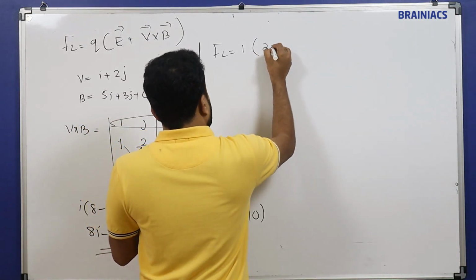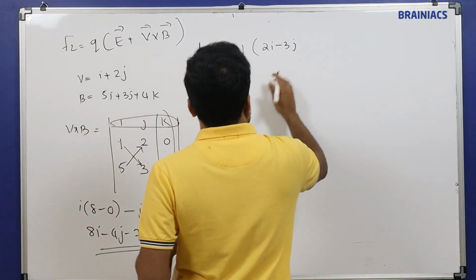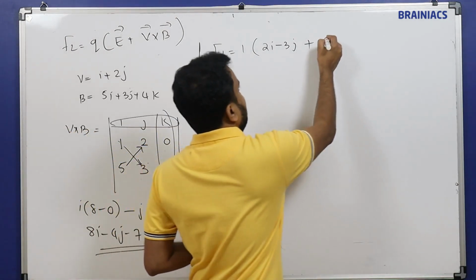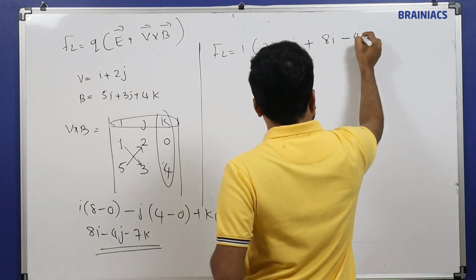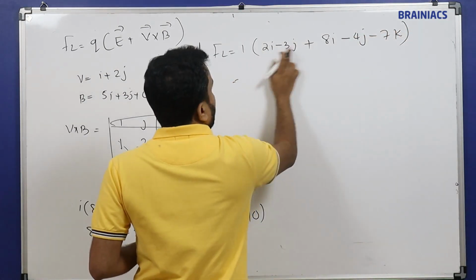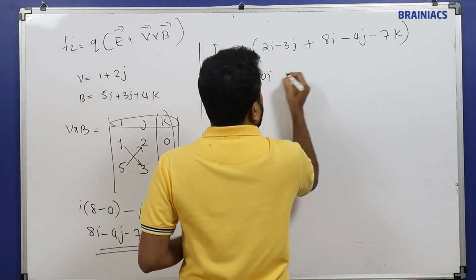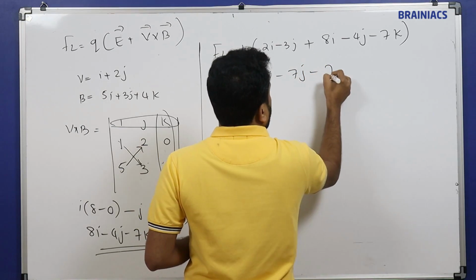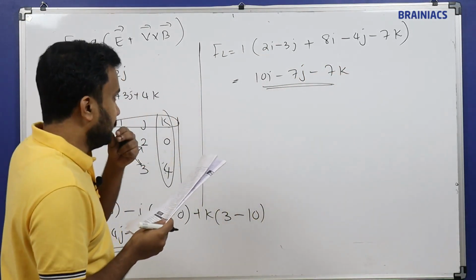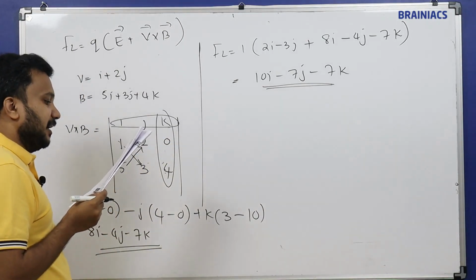2i minus 3j. So 2i minus 3j, and plus V cross B, 8i minus 4j minus 7k. So 2i plus 8i is 10i, minus 3j minus 4j is minus 7j, minus 7k. So this is what I got. Let me see whether I have the answers here: 10i minus 7j minus 7k.